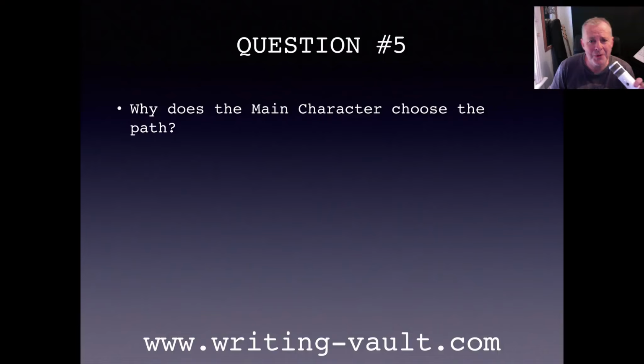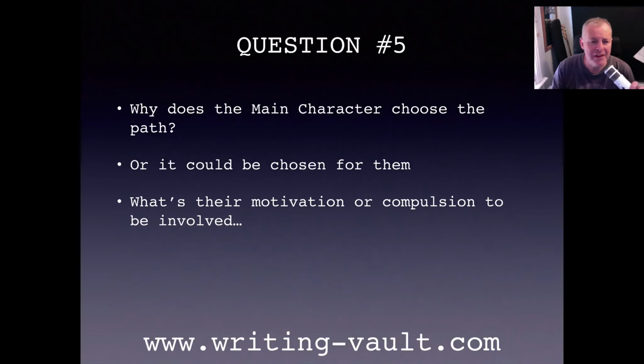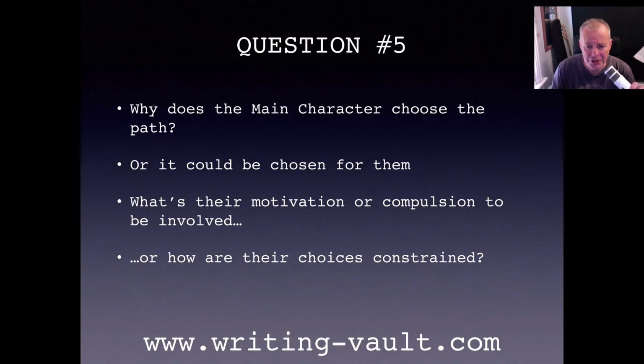So question 5, next question. Why does the main character choose to walk the path that will take him from the opening scene to the final scene? Or is that path chosen for them? So what's their motivation or compulsion to get involved in the story? Or how are their choices constrained in a way that forces them to go on the path in the story? So think about that. And what you're starting to do now is we've got the kind of story we're telling, we've got the ending, we've got the starting sequence, the starting scene, we've got the main character.